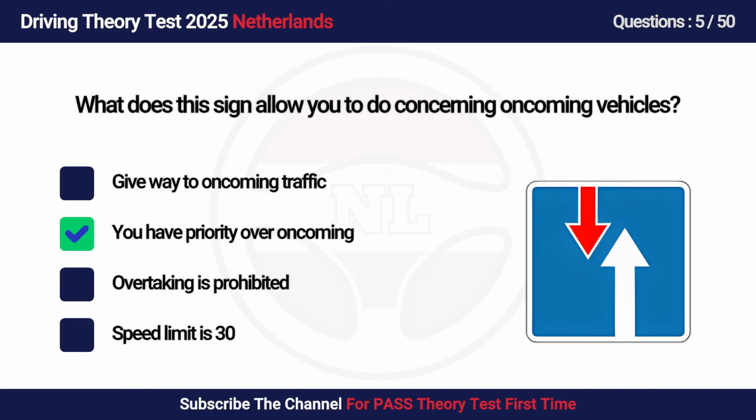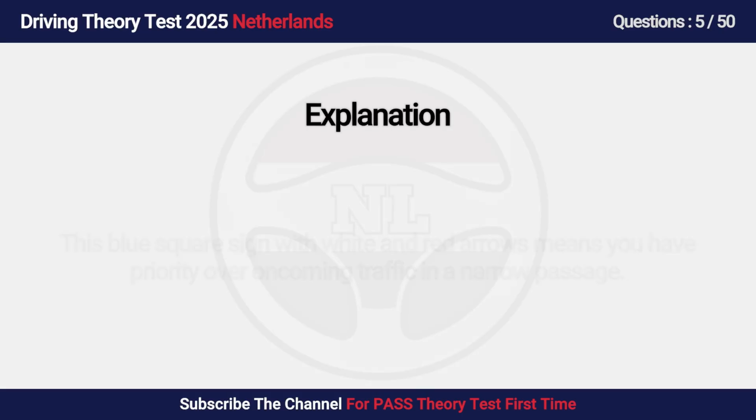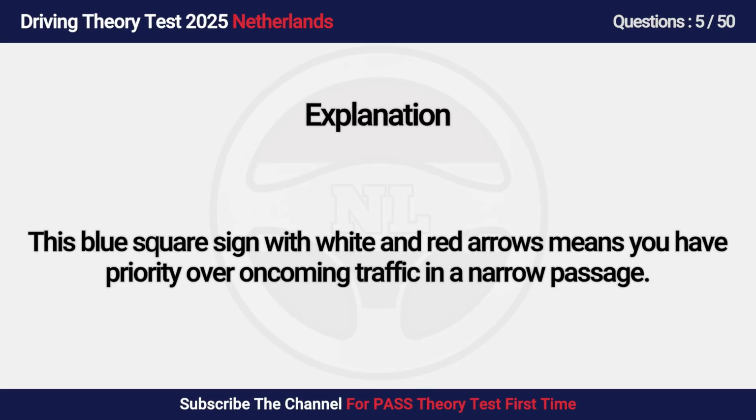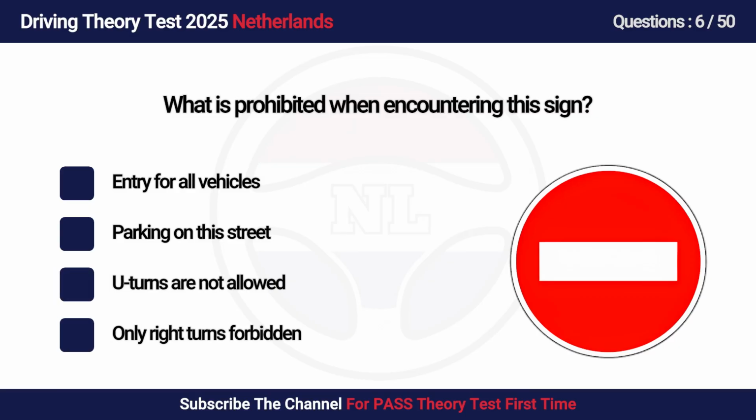Answer is B. You have priority over oncoming. This blue square sign with white and red arrows means you have priority over oncoming traffic in a narrow passage. Question 6. What is prohibited when encountering this sign?